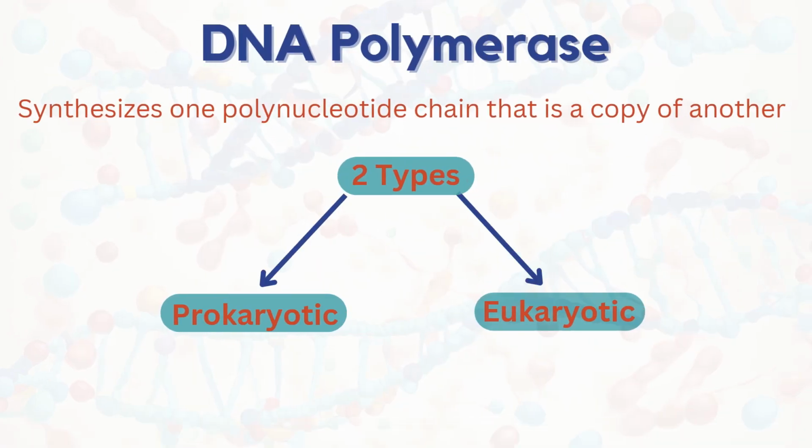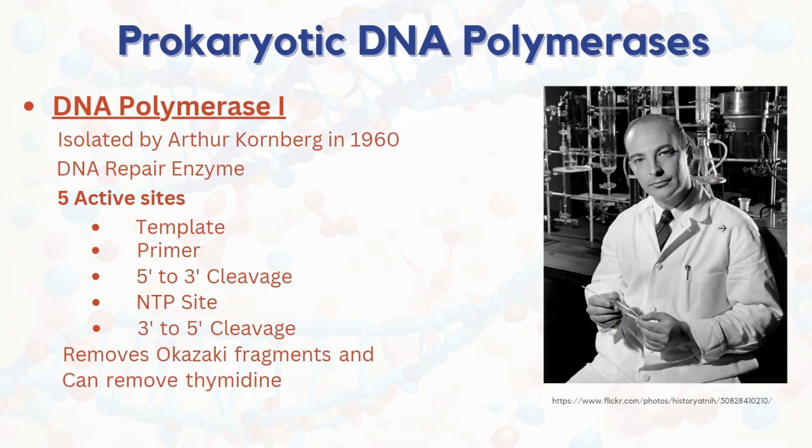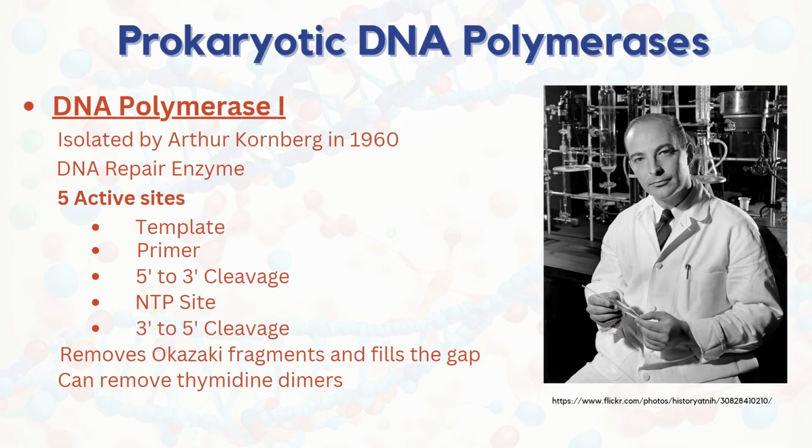The second enzyme, a very important enzyme, is DNA polymerase, which synthesizes one polynucleotide chain that is a copy of another. Both prokaryotes and eukaryotes contain DNA polymerase. Three different DNA polymerases are known in prokaryotes, of which DNA polymerase 1 and 2 are meant for DNA repair, while DNA polymerase 3 is meant for actual DNA replication.